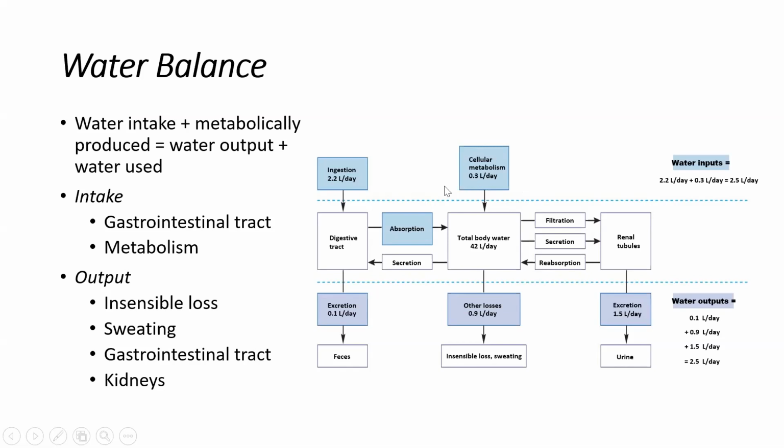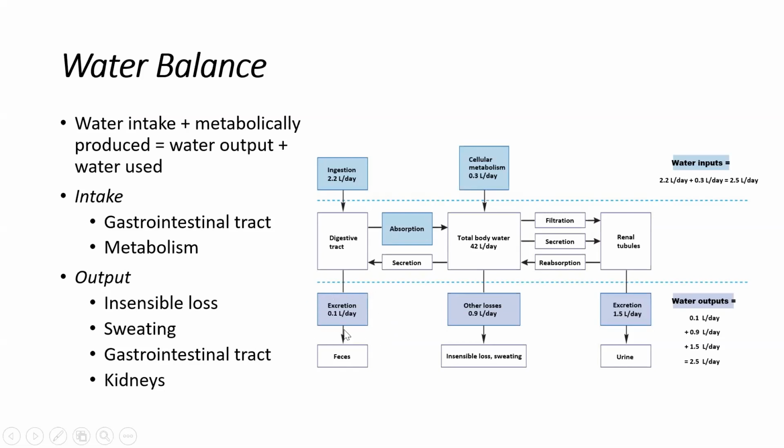So whatever we ingest, about 2.2 liters per day, and whatever we create as a byproduct of cellular respiration, about 0.3 liters per day, is what generates our water inputs. This is totaling about 2.5 liters per day. And then we can speak about water output. So there is insensible loss, there is sweating, there is also what's excreted from the GI tract, and then what's excreted from the kidneys as urine. So we excrete about 0.1 liters per day as a part of solid waste, right? So a very small amount, very minimal.